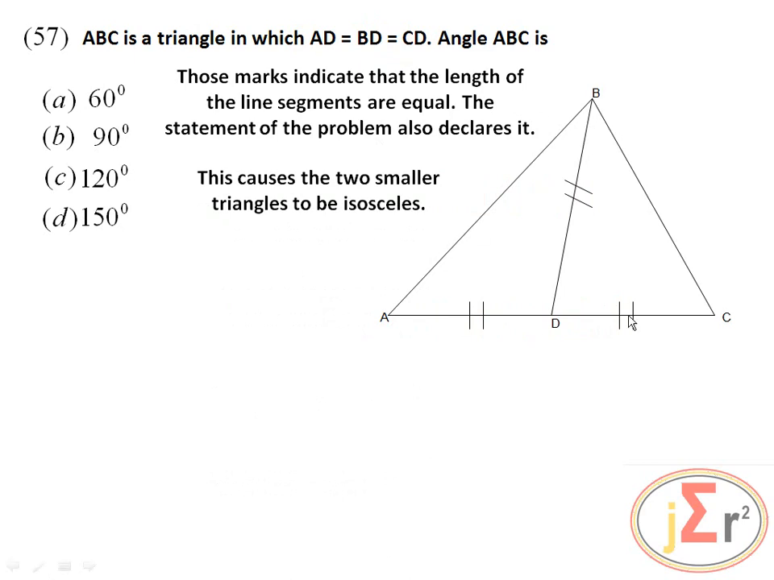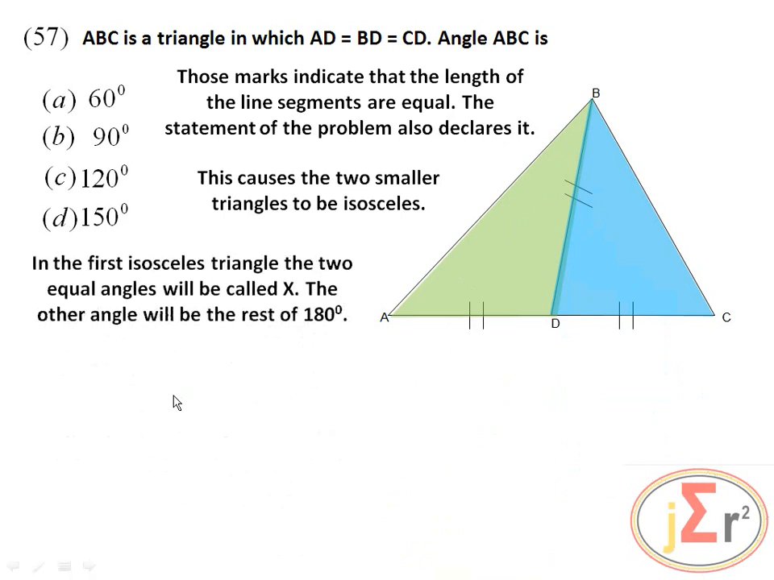Now we have this large triangle that is comprised of two smaller ones. So the two small ones will be isosceles. There we have them. On this side, this is equal to this, so this triangle is isosceles. And on this side, this is equal to this, so this triangle is also isosceles.